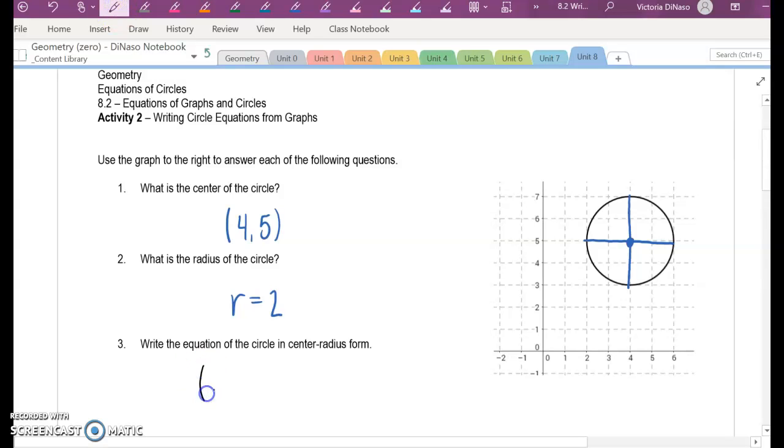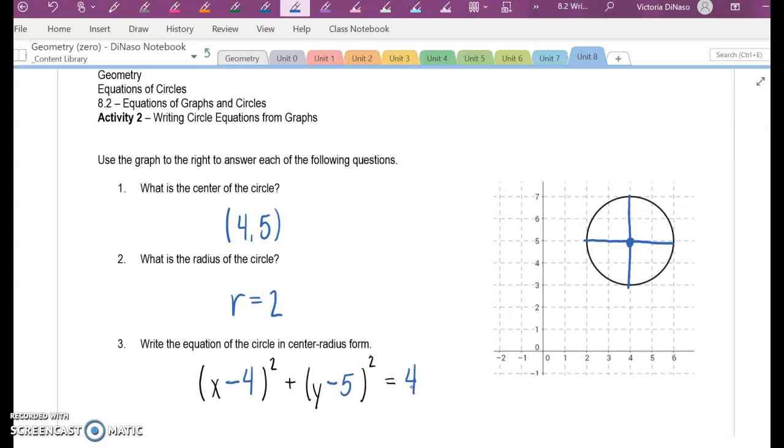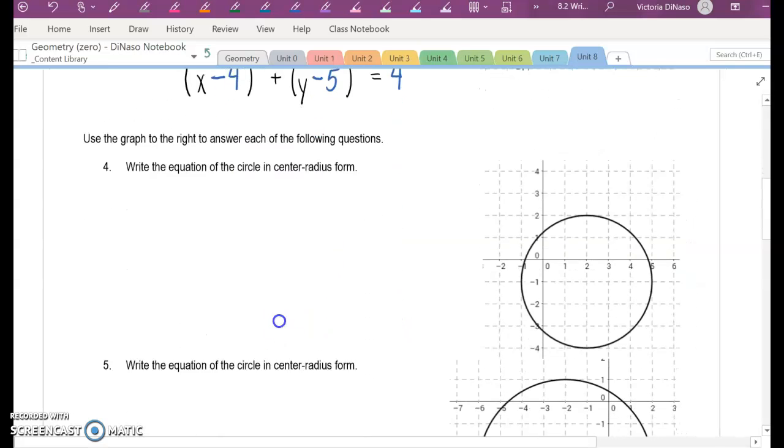So when we do this, we've got (x - something) squared plus (y - something) squared equals r squared. So remember, it's always minus the number next to it. So we've got -4, -5, and then we have 2 squared, except I'm going to change 2 squared into the number 4. So I'm going to erase what I have and write down the number 4. So this is writing the equation of the circle from a graph. So you're just picking out the center, figuring out the radius, and then writing the equation of the circle.